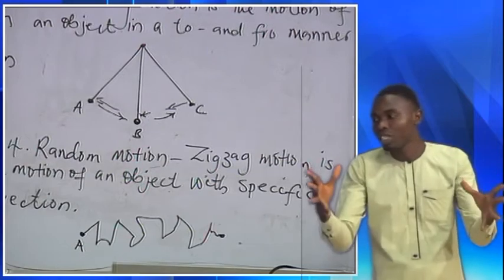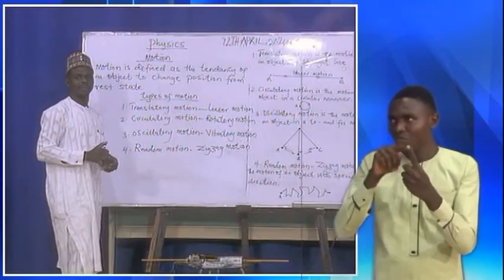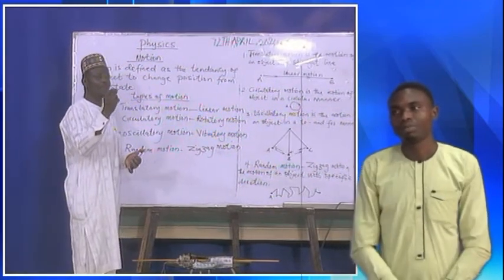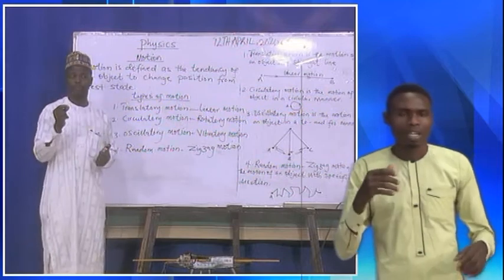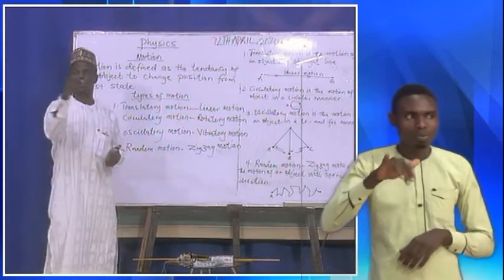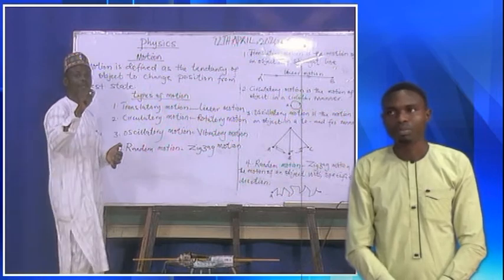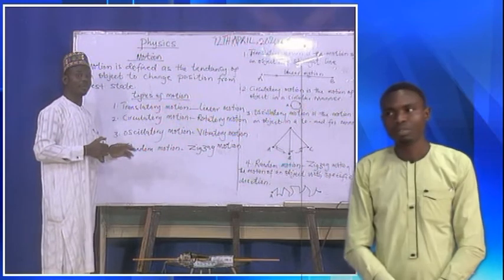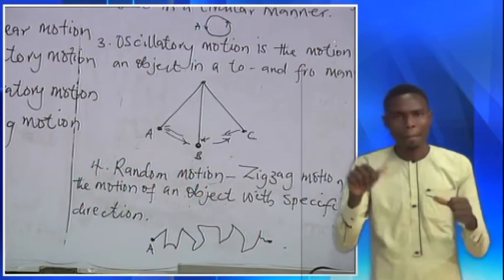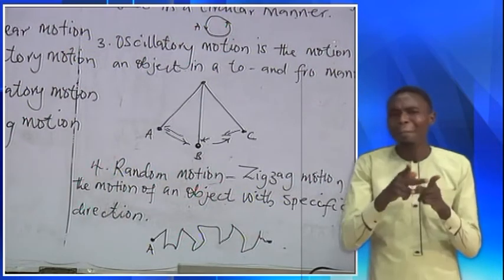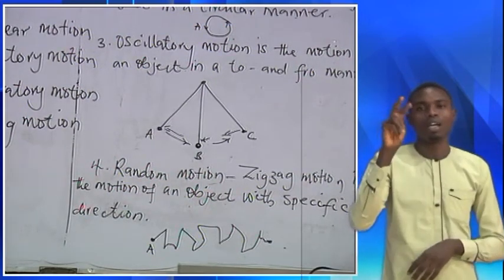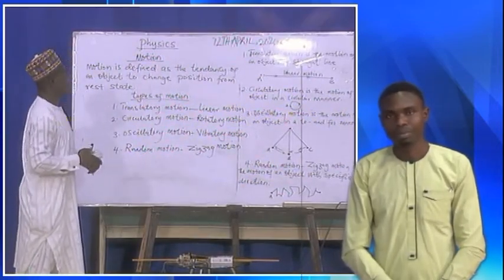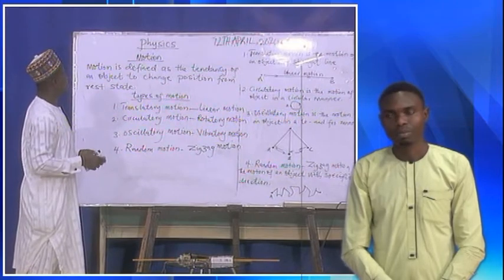Zigzag motion can best be explained by a housefly. You see how a housefly behaves in the home. It will go this way, this way, this way, anyhow. It doesn't have a specific direction. So that is an example of random motion. You can think of other practical examples of random motion out there. So these are the types of motion we have.